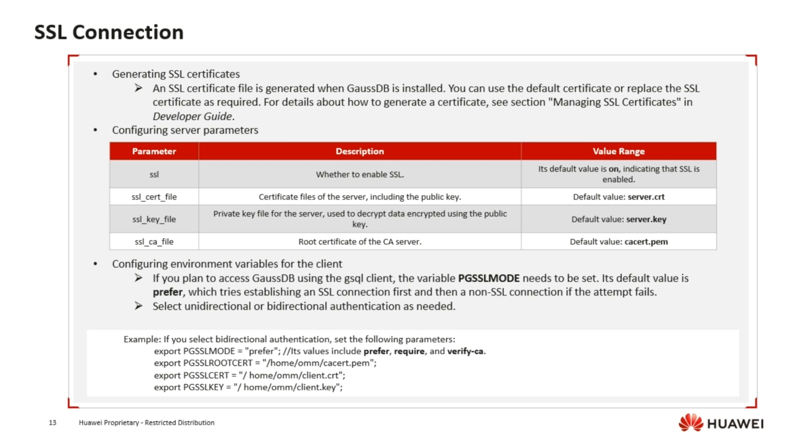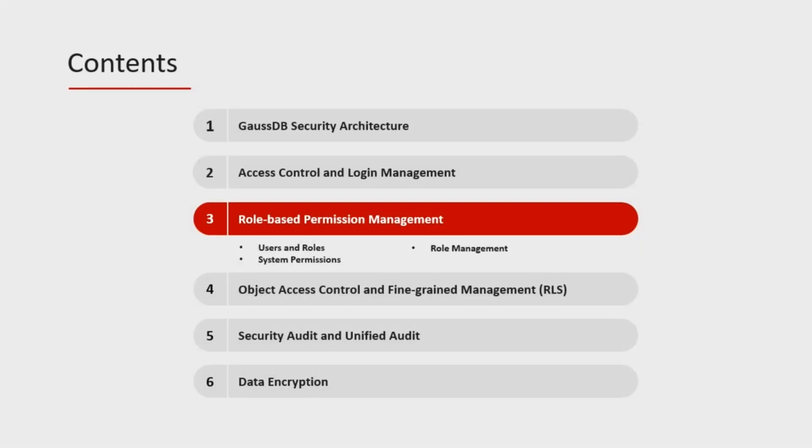From a security perspective, it is recommended to use two-way authentication, in which case the client's PGSSLMODE variable should be set to verify-ca. However, if the database itself is in a secure environment and the business scenario involves high concurrency and low latency requirements, one-way authentication mode is a better choice. Next, let's move on to the permission management model.